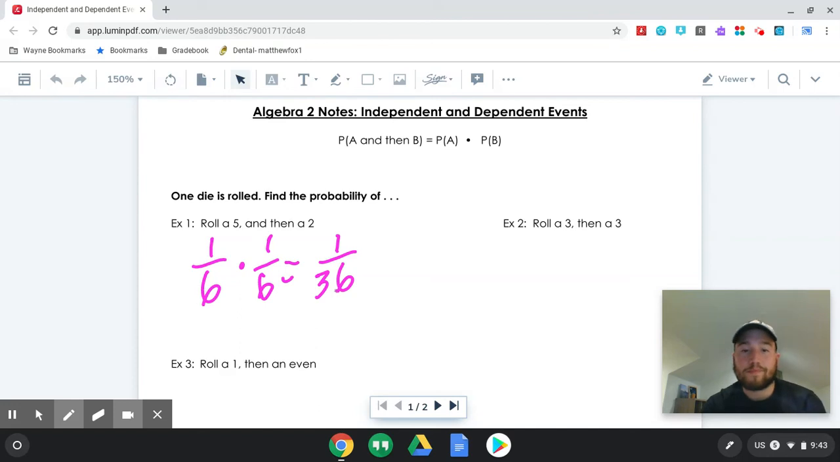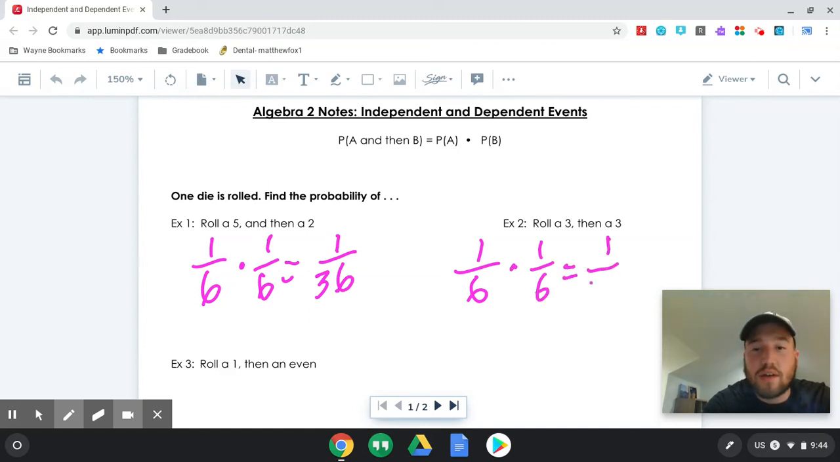Now, if we look here, rolling a 3 and then rolling another 3. Okay, there is 1 3, so 1 over 6. The second time, there's still 1 3, so 1 over 6. This is the exact same likelihood as what we did on this first example.